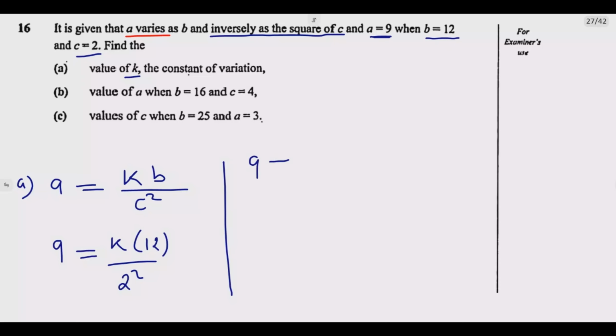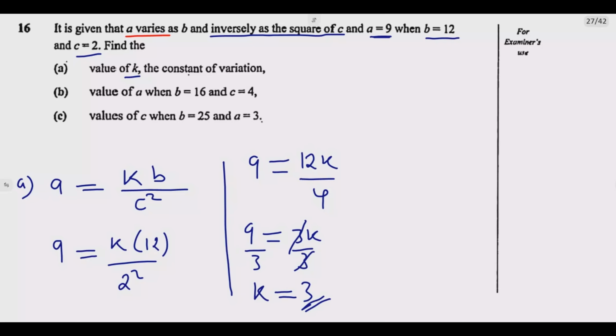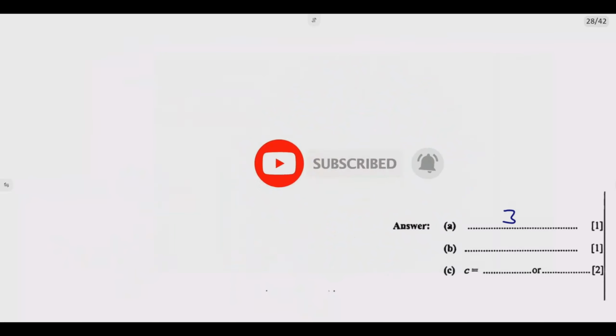So we're going to have 9 equals K times 12, which is 12K, over 2 squared, which is 4. This tells me 9 equals 4 into 12, which is 3K. Then we divide by 3 on both sides. So K is equal to 3, because this one and this one cancel. 9 divided by 3 is 3. So 3 is equal to K, which is the same as K is equal to 3. So that's how you answer question A. If you can get this, then you're good to go and you are assured of 1 mark.